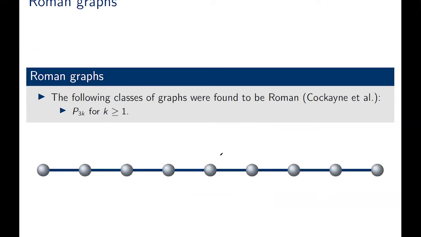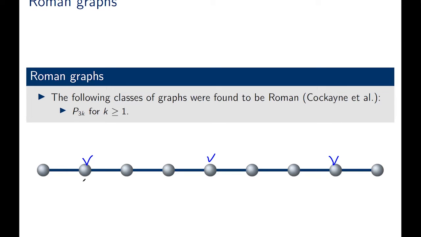There are some papers on this topic. I will show you the easiest results of what has been done for this topic. For example, paths. If the number of vertices of a path is divisible by 3, then it is Roman. We just take into the dominating set every vertex starting from the second.